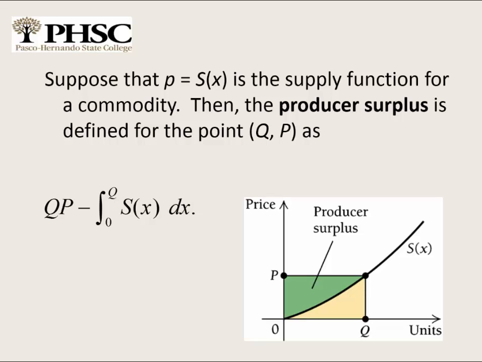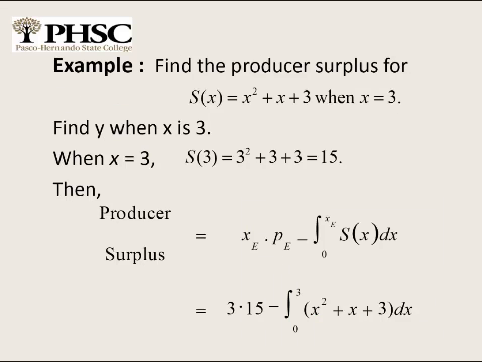Again, the reason is that part of the rectangle Q P is above the supply function. So we want to find the area underneath the curve, which is this yellowish part right here, and then subtract it from the main area of this rectangle, this green part, from the gold part. So we're going to find the producer surplus.